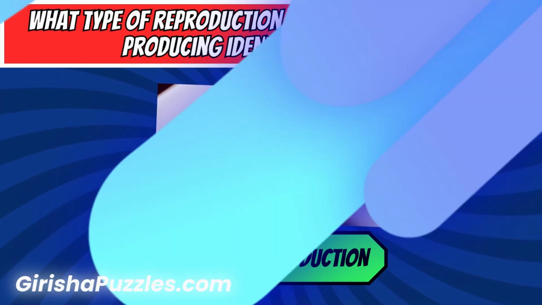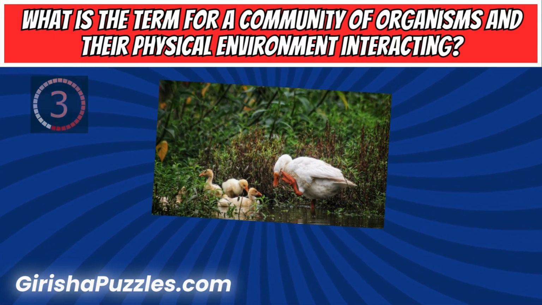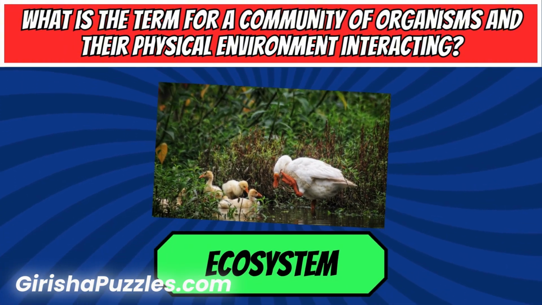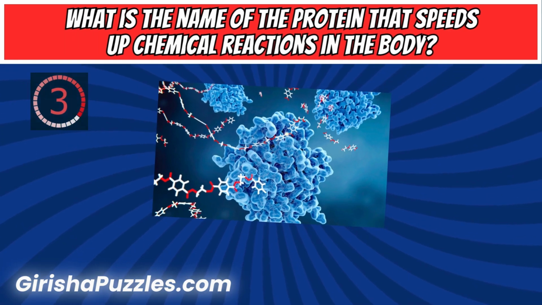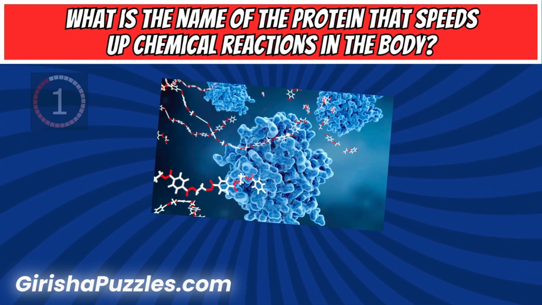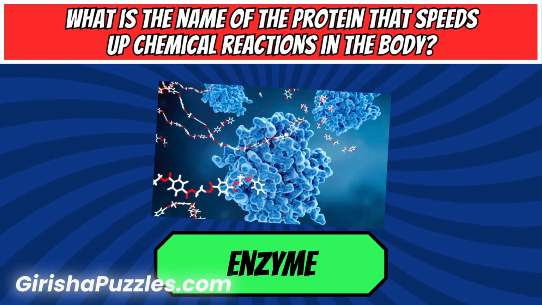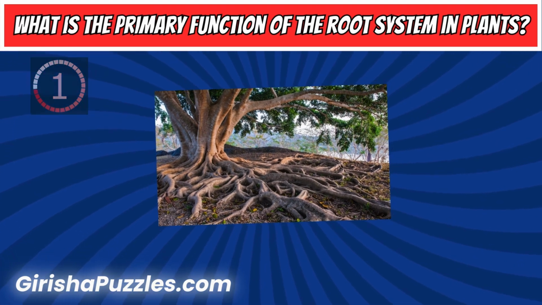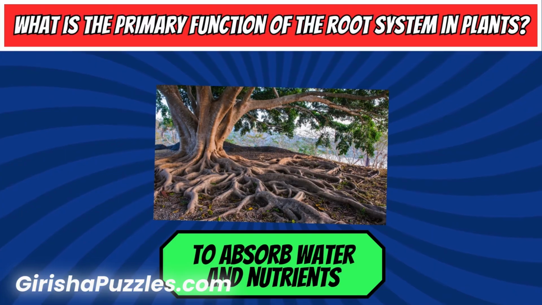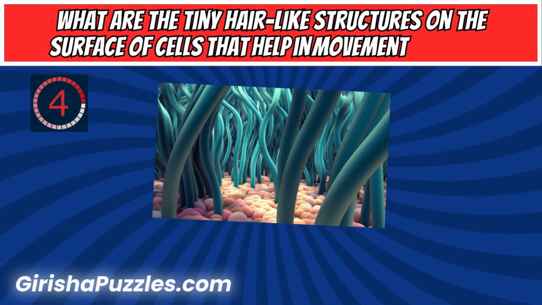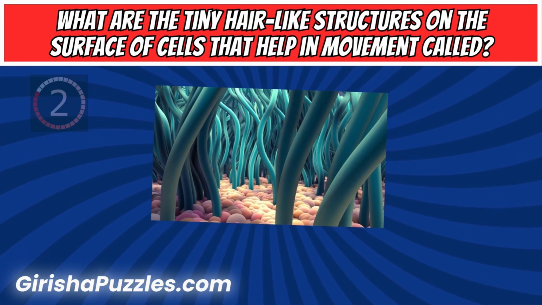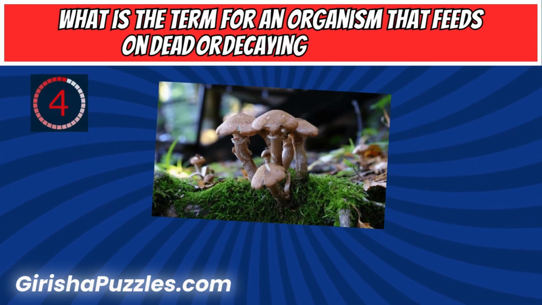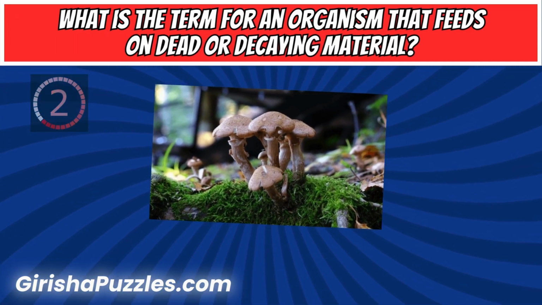Asexual reproduction. What is the term for a community of organisms and their physical environment interacting? Ecosystem. What is the name of the protein that speeds up chemical reactions in the body? Enzyme. What is the primary function of the root system in plants? To absorb water and nutrients. What are the tiny hair-like structures on the surface of cells that help in movement called? Cilia.